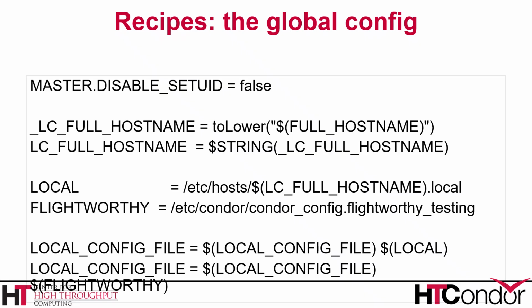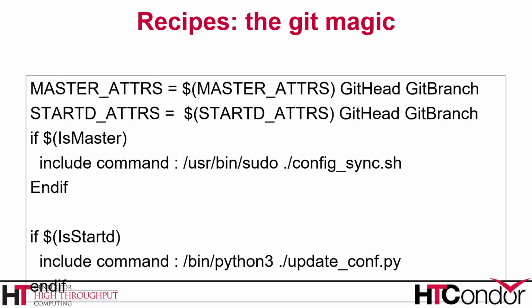The next two lines then develop the lowercased version of the host name. We had some headaches early on where differing sets of DNS servers gave us different capitalized versions of the same host name that caused no end of problems. So we just reflexively now lowercase the host name. And then we set the local config file to the lowercase version of the hostname.local. So we assume that in Git there's a file named hostname.local that has the Condor configuration in it that defines this host's needs. And the git magic follows.